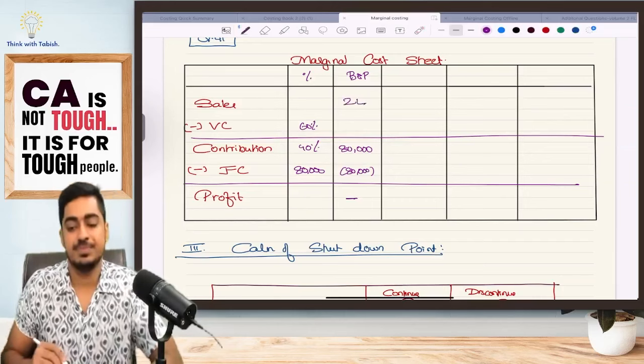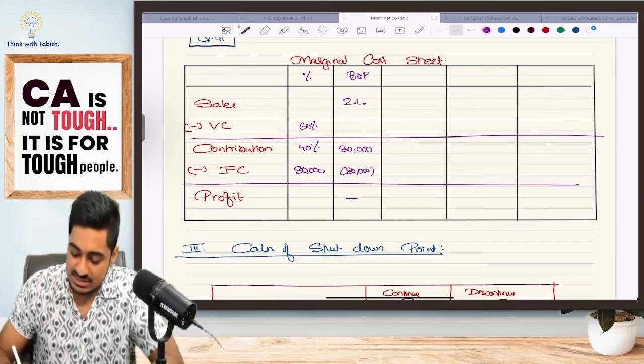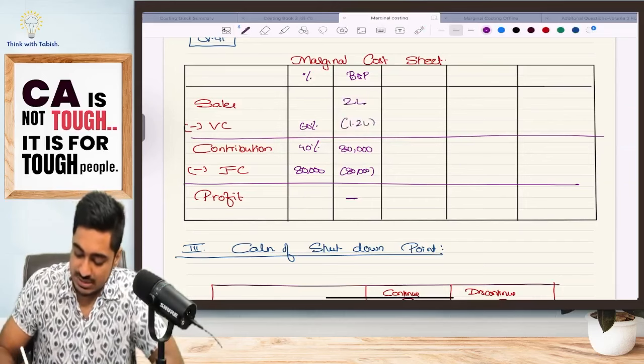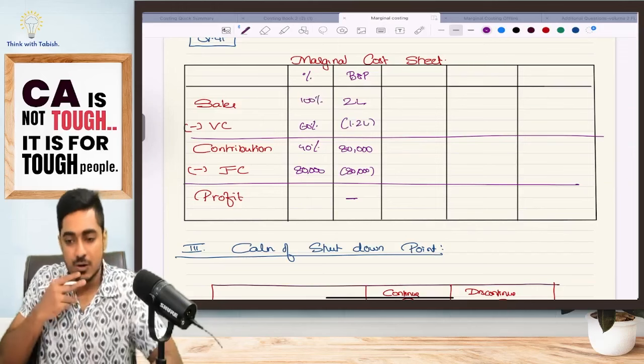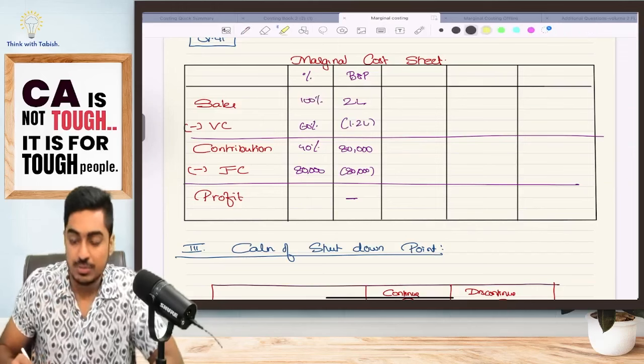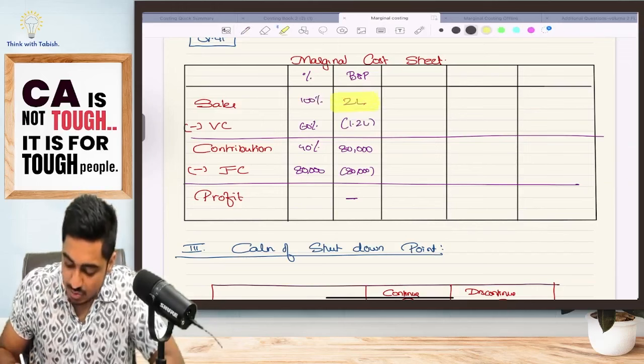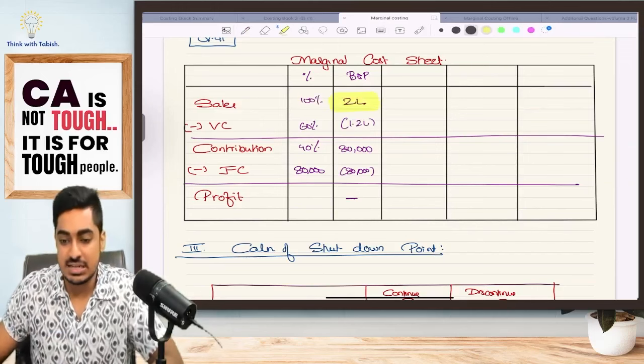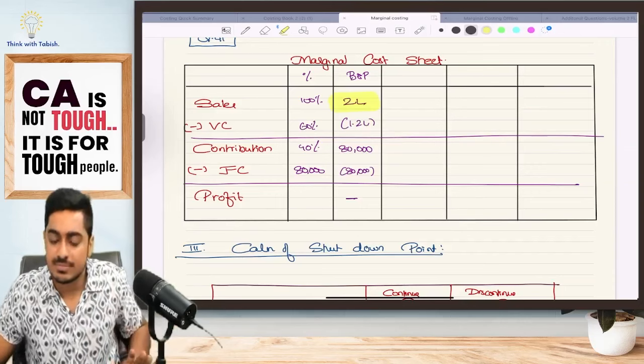If 2 lakh is my sale, 60% is variable cost, that is 1,20,000 as variable cost. That means in order to break even, my sale should be 2 lakh. Is this clear, everyone? Yes, sir. This and all, even in our sleep, we will do, sir.